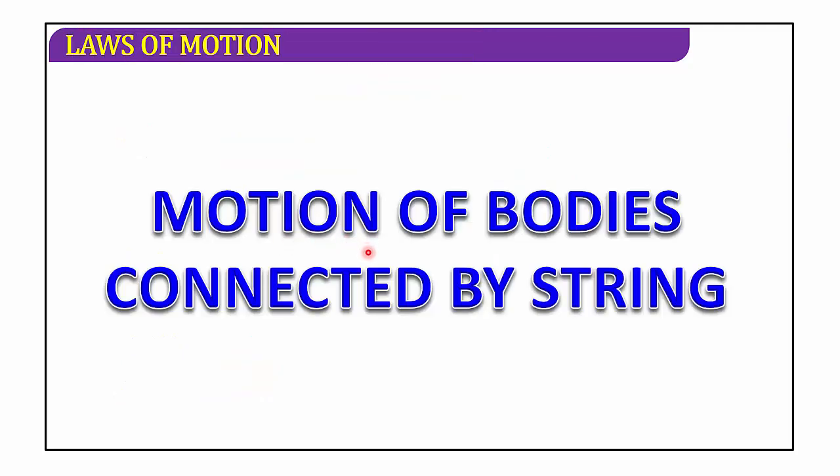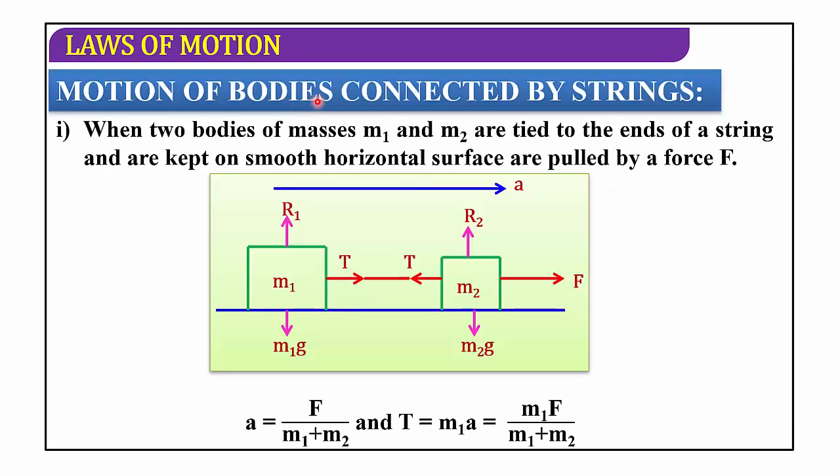Now we go for motion of bodies connected by the string. The first point, when two bodies of masses m1 and m2 are tied to the ends of a string, you can observe the diagram m1, m2. These two bodies are tied to the ends of the string and are kept on a smooth horizontal surface. They are pulled by the force F. They had given two bodies m1 and m2. These two bodies are connected by the string. They kept on smooth horizontal surface and we are applying force in this direction.